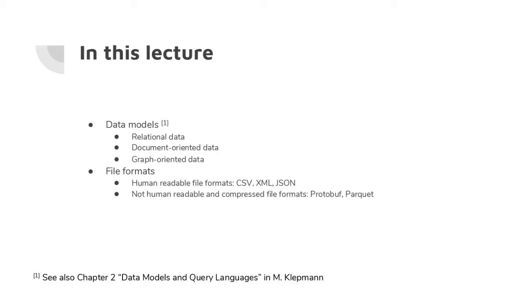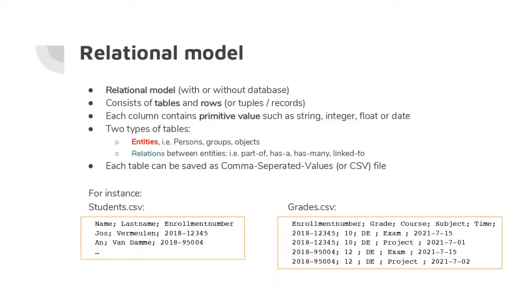The second part of the lecture is on file formats. So we will talk about comma-separated files, CSV, XML, JSON, and also on file formats that are not human readable, such as protobuf and Parquet. So data models. The first data model we will discuss is the relational model.